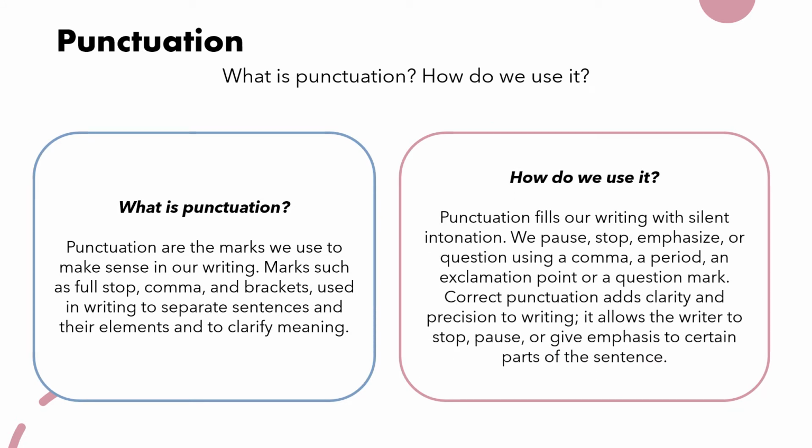So how do we use it? Punctuation fills our writing with silent annotation, and what we mean by this is that it allows the reader to get a good sense of where the pauses and where we need to take breaks in the writing, so it feels more natural, like a normal conversation. We pause, stop, emphasize or question using a comma, a period, an exclamation point or a question mark. Correct punctuation adds clarity and precision to our writing, and it allows the writer to stop, pause or give emphasis to certain parts of the sentence.